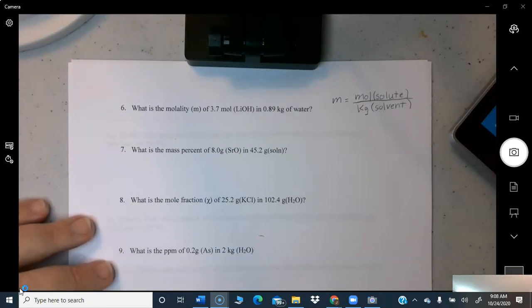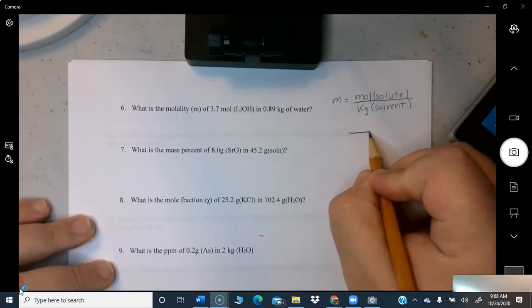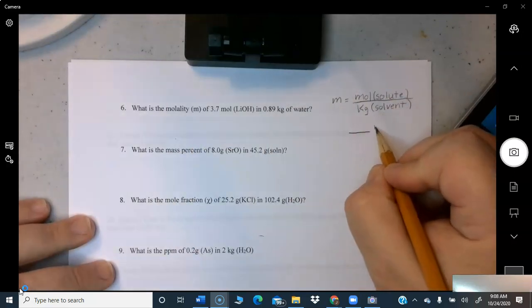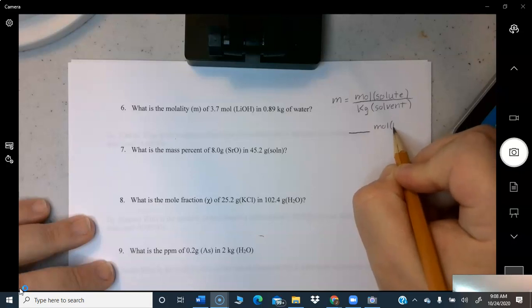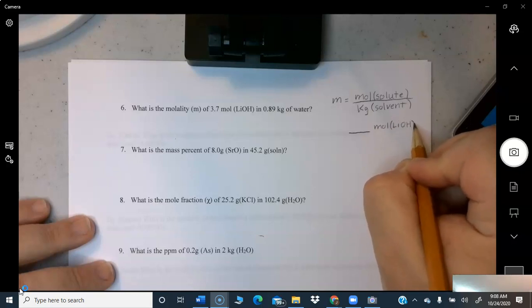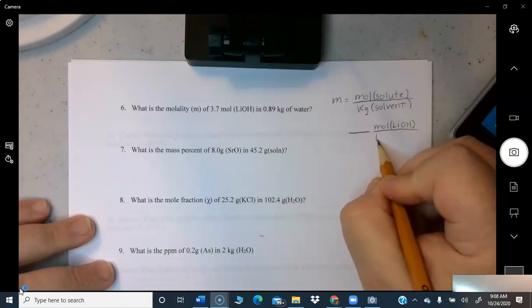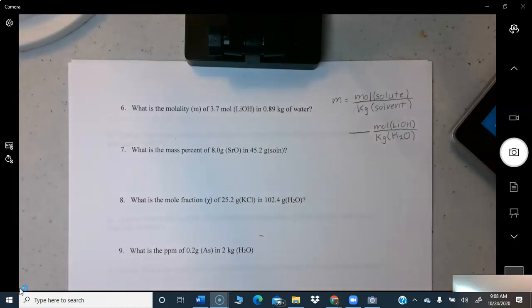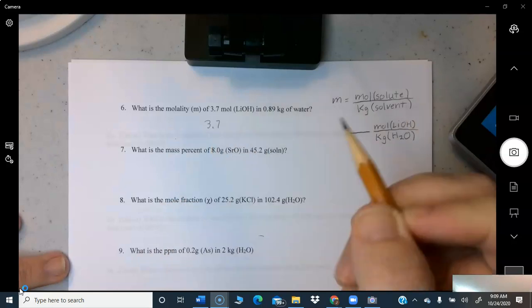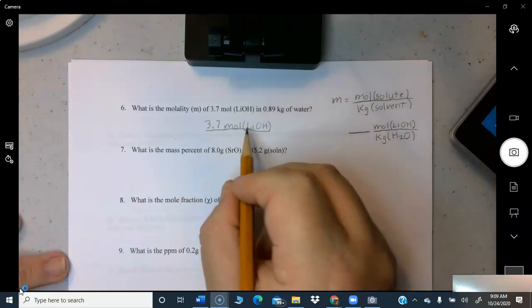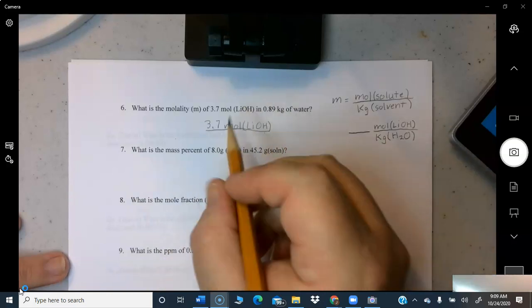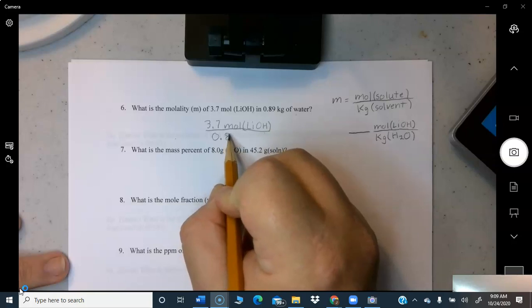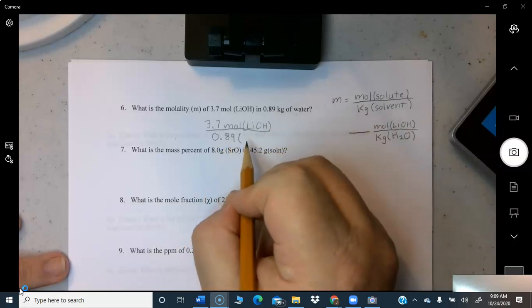All right, so what is the molality? It's asking for molality, and you always break it into these component units. The solute in this case is lithium hydroxide. That's the thing that's being dissolved. And the solvent, which we want kilograms of, is H2O. It says 3.7 moles of LiOH in 0.89 kilograms of water. So on top is moles of LiOH, and on the bottom I have kilograms of water. So this is just a straight up simple division problem.